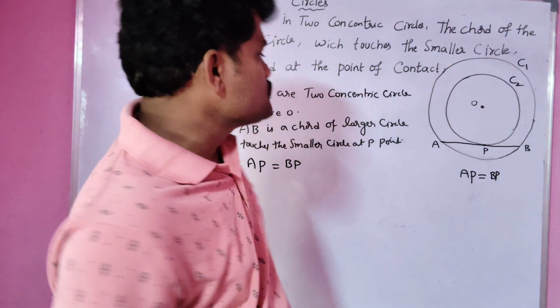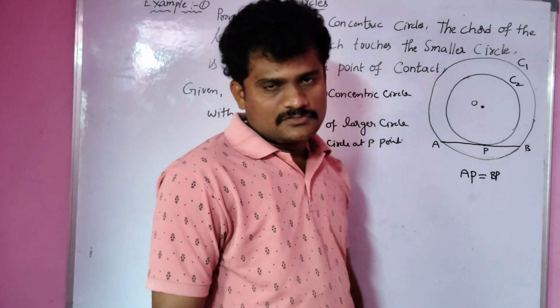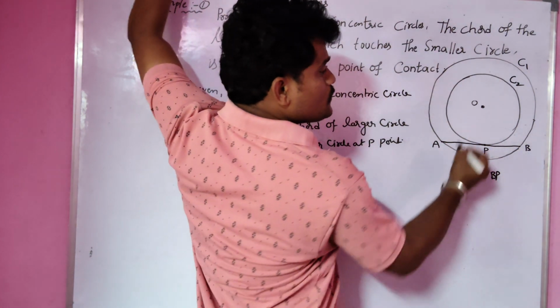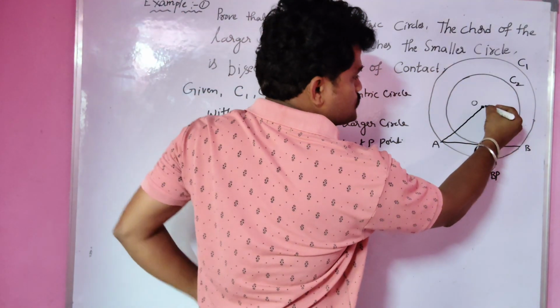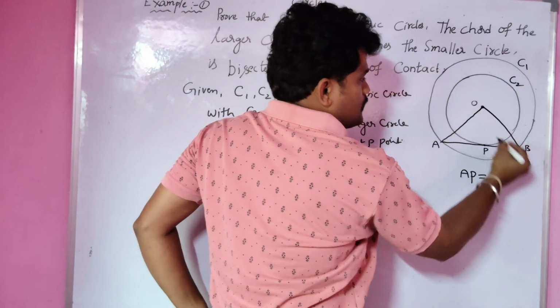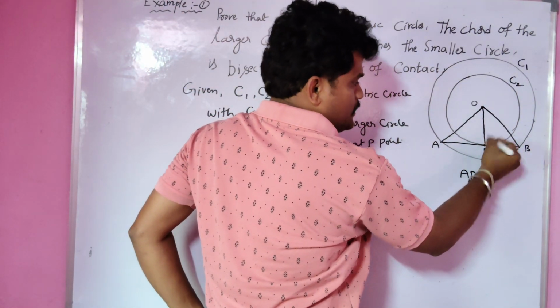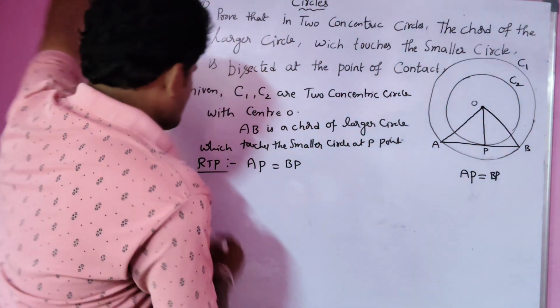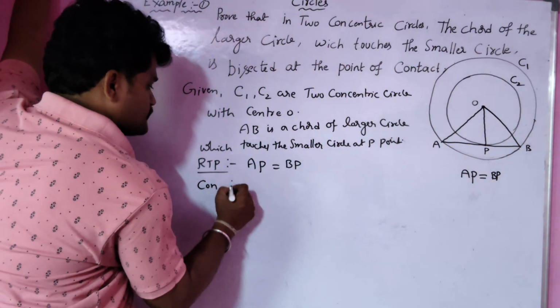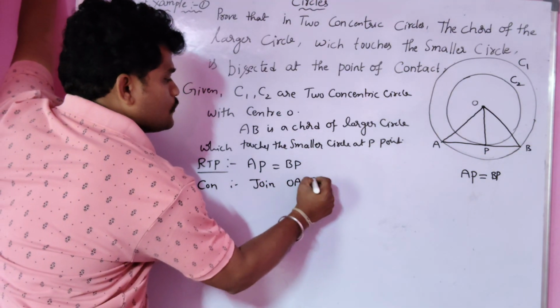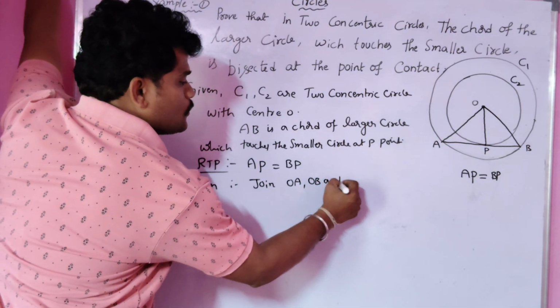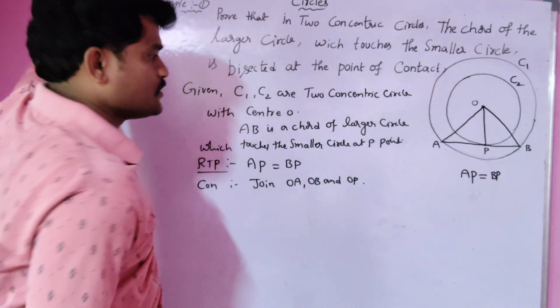So for this proof, we also want a small construction. The construction is, what I do now, I join O to A, and I join O to B. Right? So construction: join OA, OB and OP. It's a small construction I do.